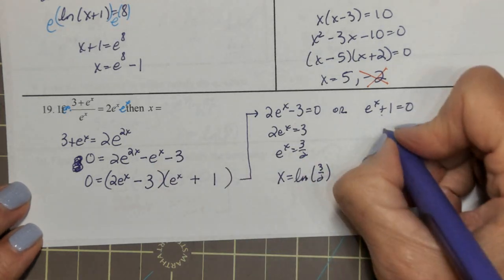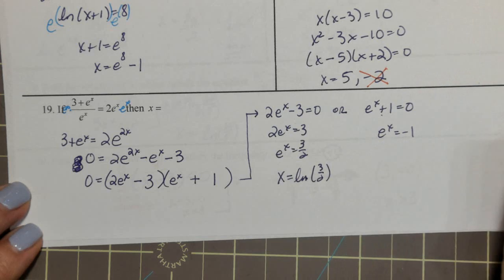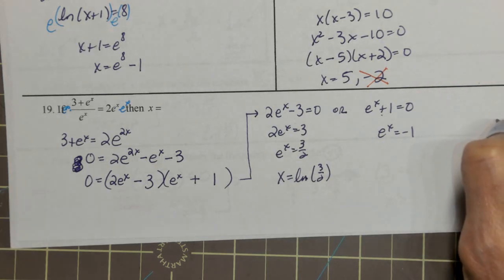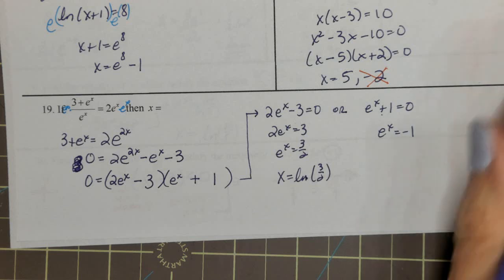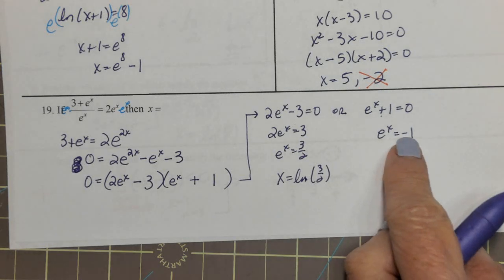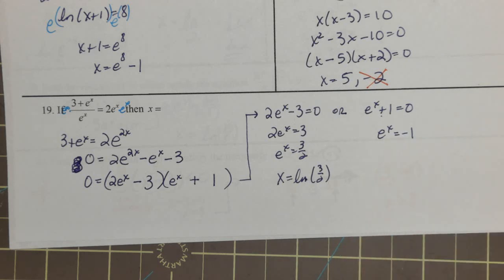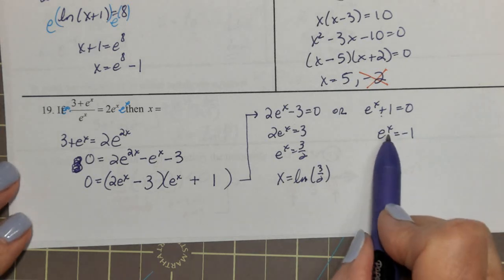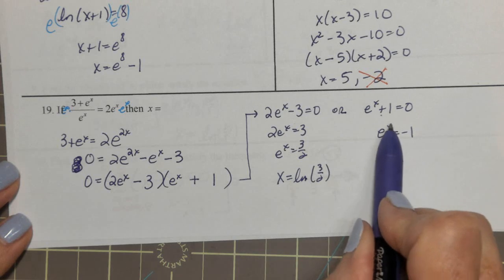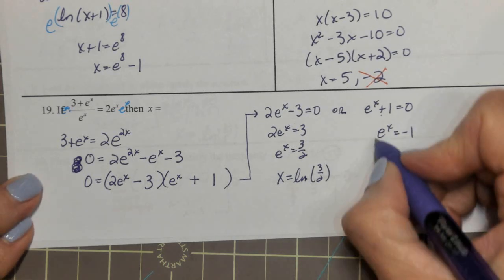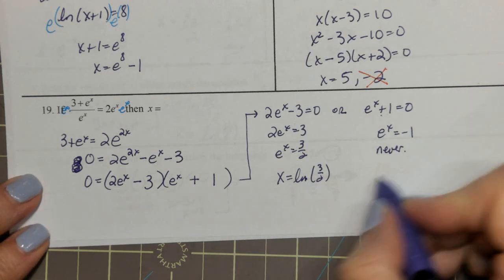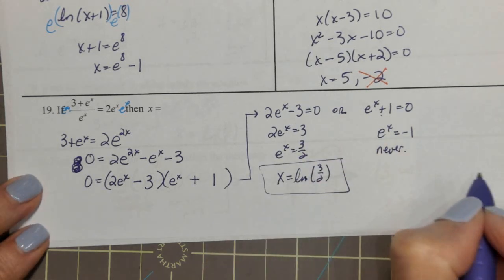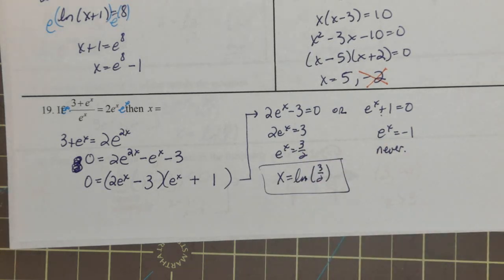Over here, I have e to the x is negative 1. If I tried right now to ln both sides, I would have ln of a negative, and I cannot do that. You can never have an argument that is negative. Is there any value of x that would make e to the x negative? No. Never will happen. So my only answer is natural log of 3 halves.